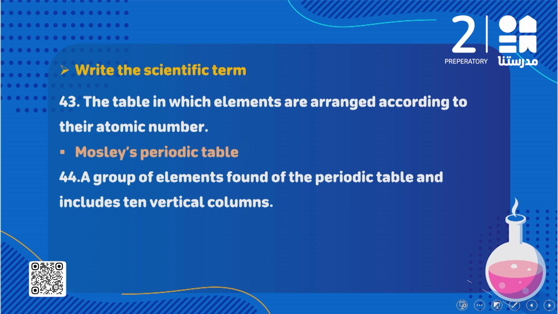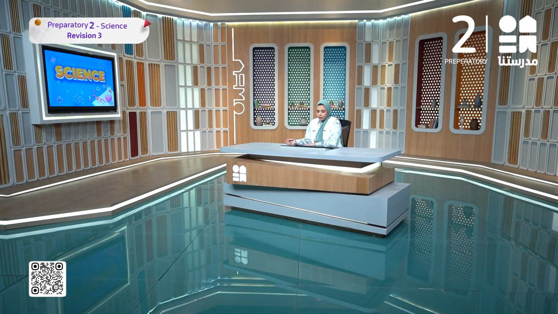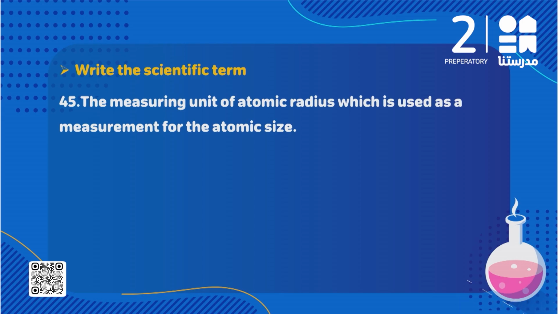Okay, 44 group of elements found in the periodic table and includes 10 vertical columns. احنا قلنا in the middle of the periodic table we have D block and it consists of 10 vertical groups or 10 vertical columns, and it includes a type of elements, and they are called what? They are called transition elements. The measuring unit of atomic radius, which is used as a measurement for the atomic size, it's called what? Do you remember? It's called picometer, and it equals 1 times 10 power negative 12 من المتر.